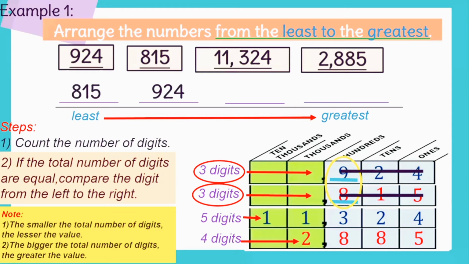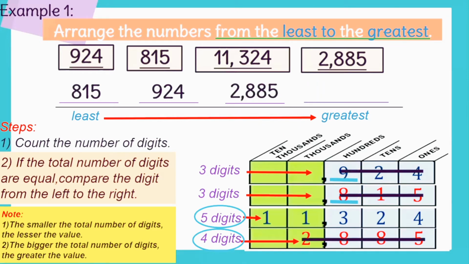From here, we have the remaining 2 numbers. One has 5 digits, the other has 4 digits. And we all know the smaller the total number of digits, the lesser the value. The bigger the total number of digits, the greater the value. Again, we start from the least. So it means 4 digits will be the next in line. So we have 2,885 as the third number. And the greatest number is 11,324. So these are the numbers from the least to the greatest.